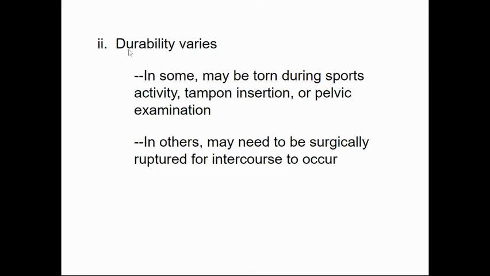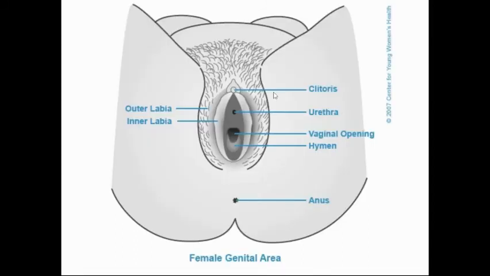Its durability varies, so it can be broken even if a woman has never had intercourse. Certain sport activities, the insertion of a tampon sometimes, a pelvic exam by a gynecologist or the doctor, and various other situations could result in it tearing even though the woman has not had intercourse. In other cases, even if she's had intercourse, it may not tear, and sometimes they have to actually surgically cut it. Okay, so kind of looking at the external structures here.